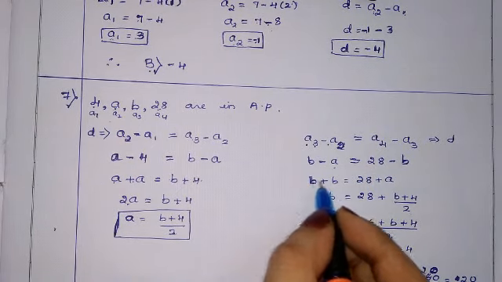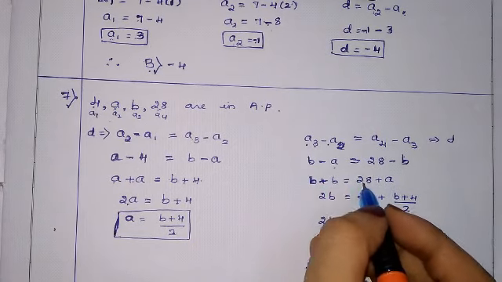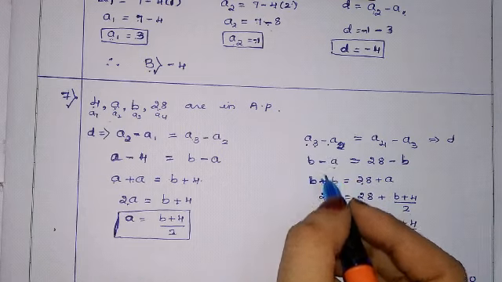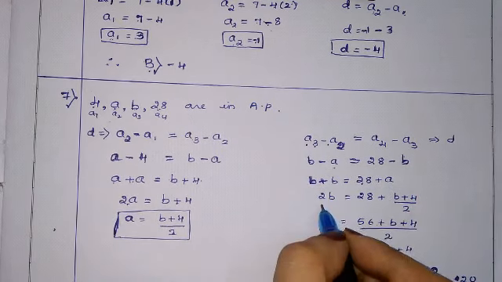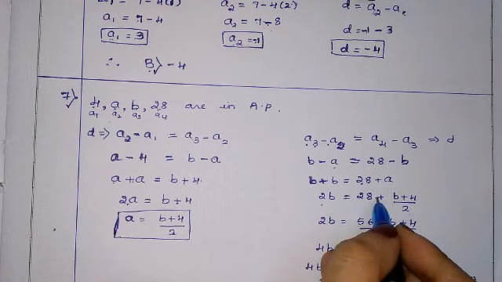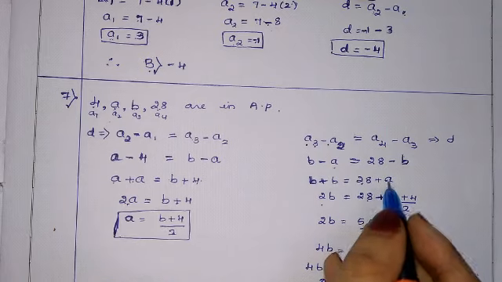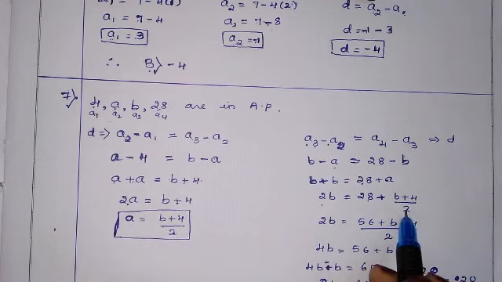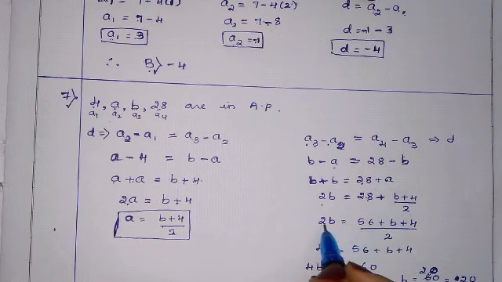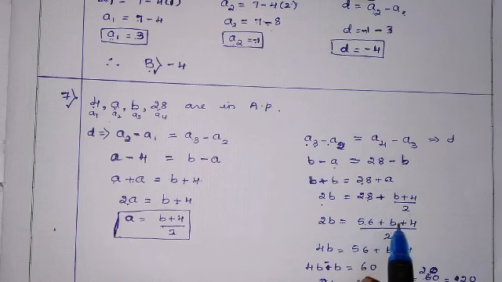B as it is. This B if we bring here, plus B is equal to 28 as it is, and the minus A, if we bring to this side, becomes plus A. B plus B, 2B, is equal to 28 plus A, and A value is B plus 4 by 2. I have written B plus 4 by 2. Now we will multiply by 2. 2B as it is, 28 times 2 is 56, plus B plus 4 by complete 2.